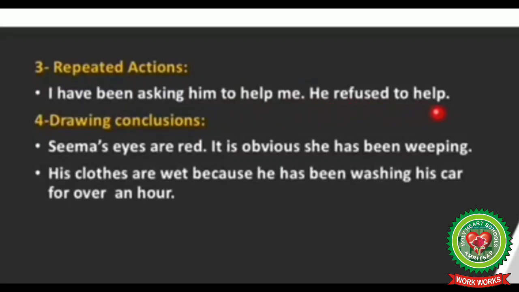He refused to help. So, next on the list is drawing conclusions. Present perfect continuous tense is used for drawing conclusions based on evidence. For example, Seema's eyes are red. It is obvious she has been weeping. So, what is the evidence of weeping? Her red eyes. Similarly, his clothes are wet because he has been washing his car for over an hour.